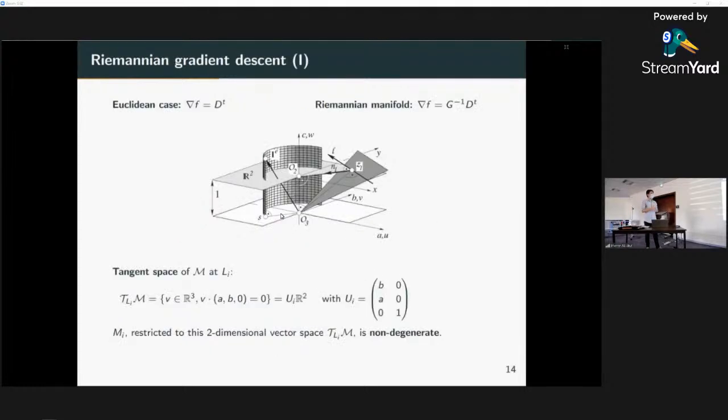So we want to optimize this objective function using a gradient descent approach. However, there's a few subtleties to this method. In the Euclidean case, the gradient is equal to the transpose of the derivative of the function. In our case, because our parameters are the line coordinates, we are more in a Riemannian manifold, and therefore the relation between the gradient and the derivative is linked by the metric tensor.